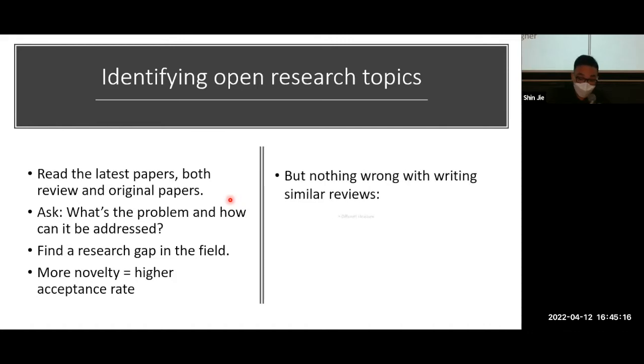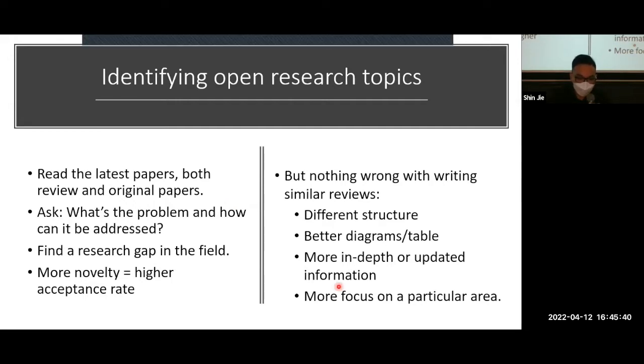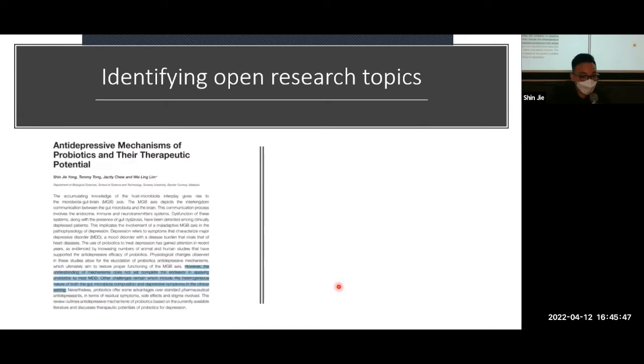But if you have a common one, there's nothing wrong with that. You can still play around with it. You can use a different structure. You can have better diagrams. You can go more in depth or update the review. Let's say the latest review on a topic is back in 2018. You can still update it in 2022 or 2023, where you can put more focus on a particular area. I did this once. You emphasize more on a particular area that is not discussed too often, and that still works. I will show an example later.